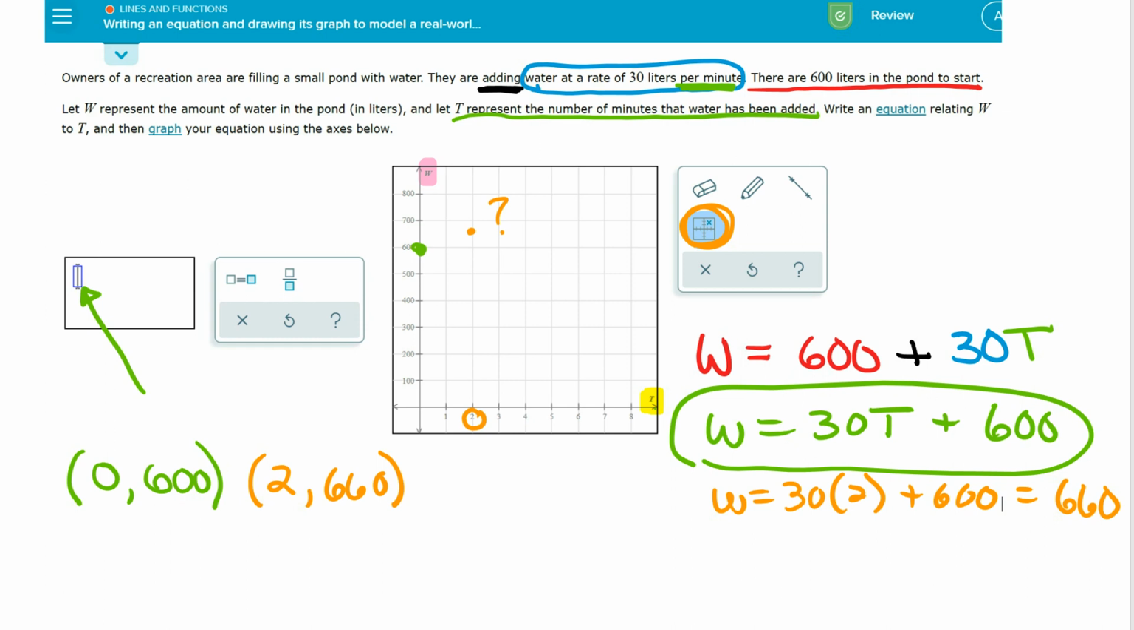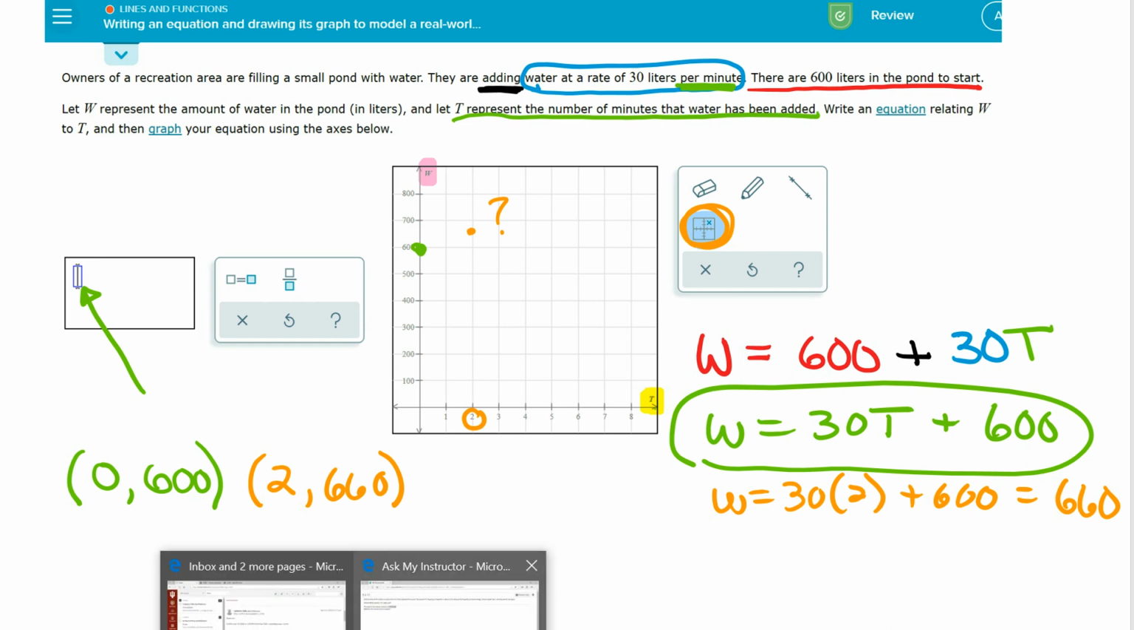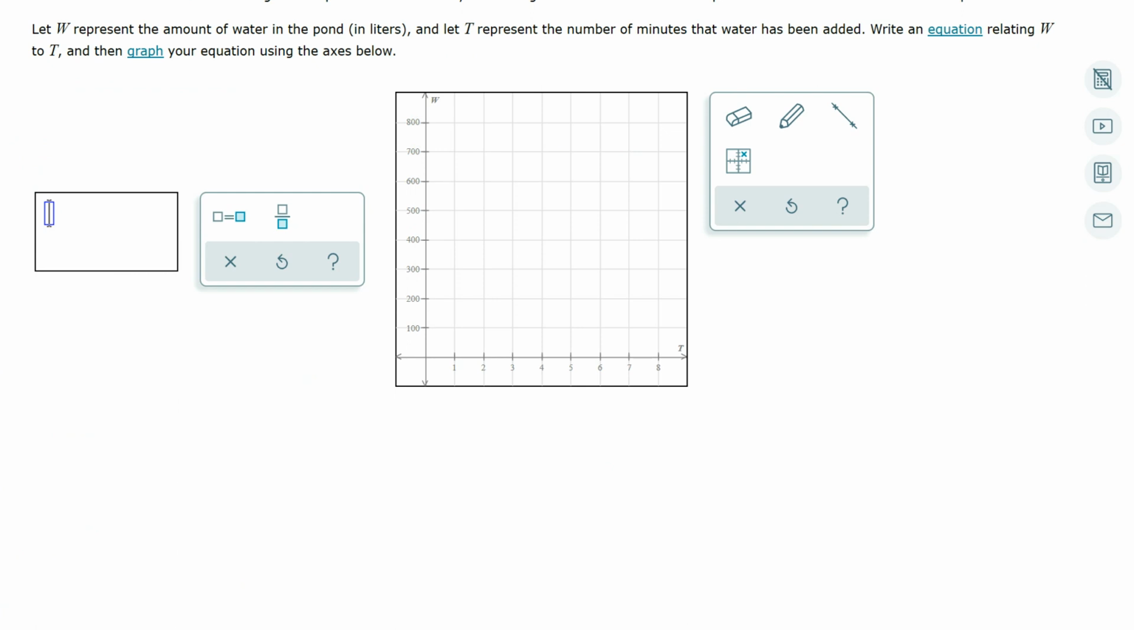So what I'm going to do now is switch over. Where did it go? There it is. Okay, so I'm going to type into this equation box here. W equals 30T, and you'll notice I'm using capitals because that's what they told me to do, plus 600. And then I come over here, I'm going to be drawing in a line, so use the line tool. The first point is at 600.